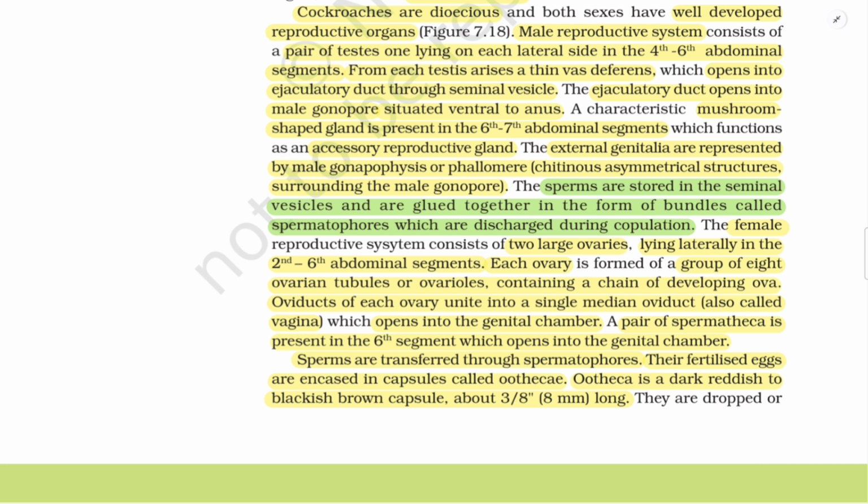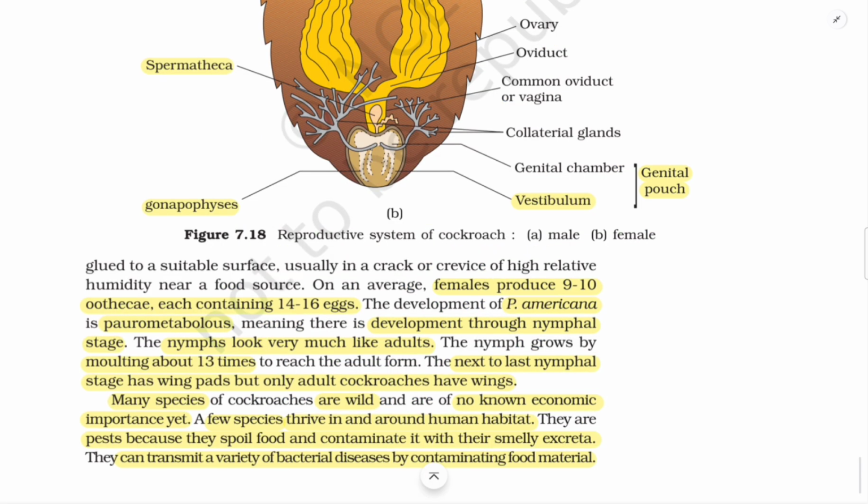Their fertilized eggs are encased in capsules called ootheca. Ootheca is a dark reddish to blackish brown capsule about 3 by 8 mm long. They are dropped or glued to a suitable surface, usually in a crack or crevice of high relative humidity near a food source. On average, a female produces 9 to 10 oothecae, each containing 14 to 16 eggs.